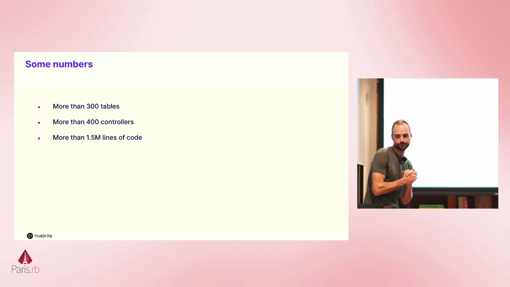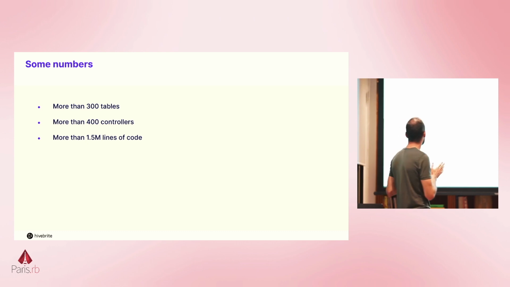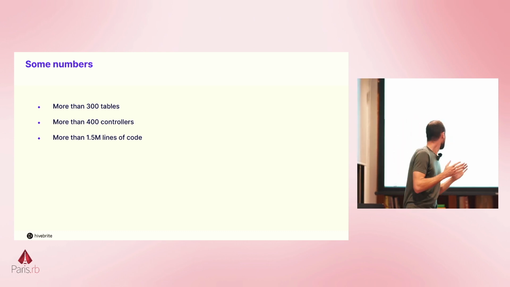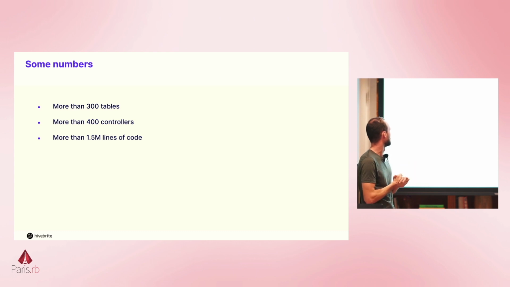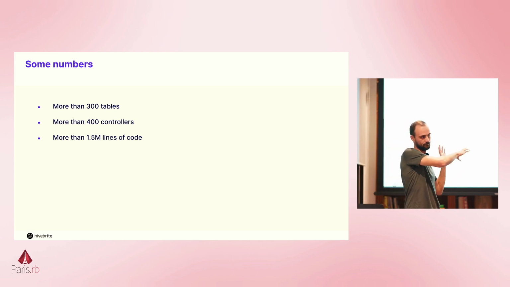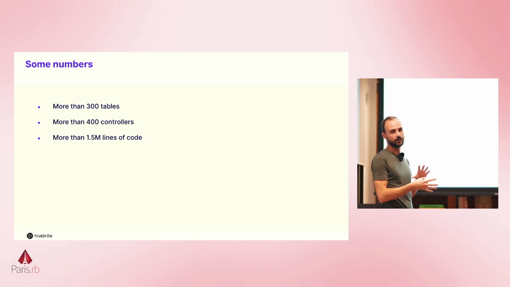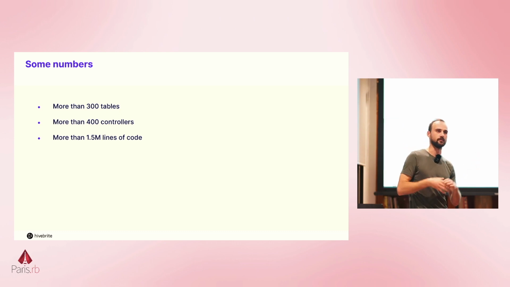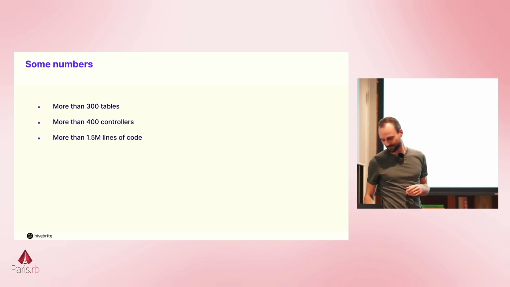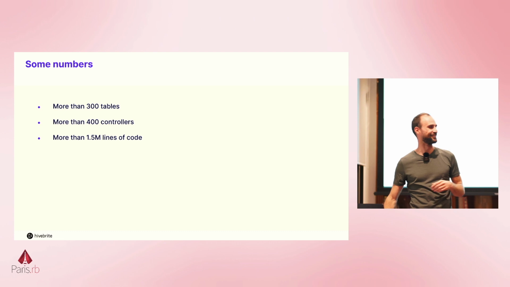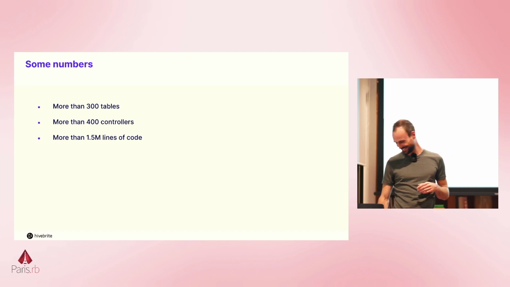Some numbers. We have more than 3,000 tables in the database, 400 controllers, and 1.5 million lines of code. This includes Ruby, JavaScript, everything in the monolith. Because we have the front end, which is still part of the monolith, and we plan to move it outside to have a monolith running like an API and the front end deployed outside. Another subject, another talk, maybe. Yeah, I've seen people say, no, don't do that, don't do that.